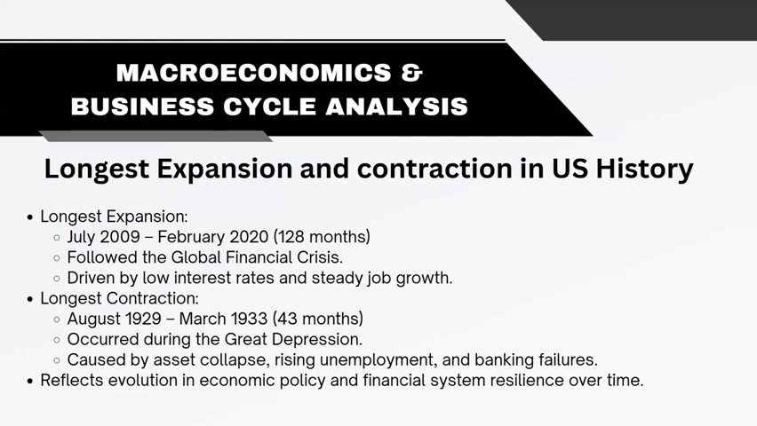The longest contraction occurred during the Great Depression from August 1929 to March 1933, which is a 43-month lasting period. It was caused by a collapse of asset values, unemployment increasing, and overall banking failures. These two scenarios reflect the differences in economic stability, policy change response, and financial system design upgrades across the different eras, announcement lag, and investor implications.